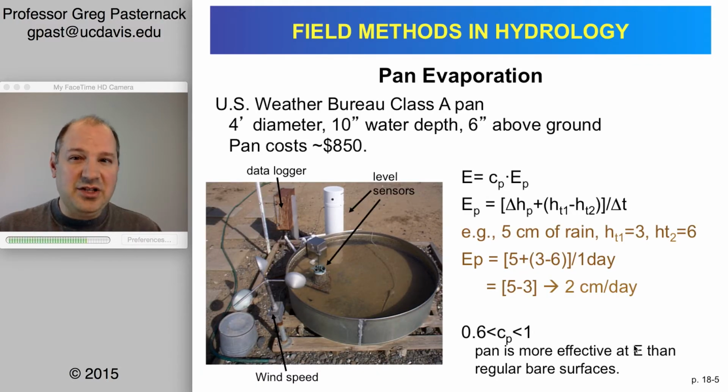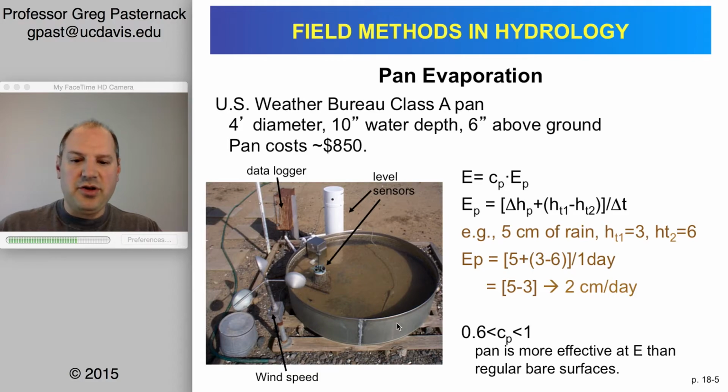Well, the first technology for measuring evaporation is called an evaporation pan, which gives us pan evaporation. Here in the United States, we have the U.S. Weather Bureau Class A pan. It's 4 feet in diameter, has 10 inches of water depth, and you put it 6 inches above the ground. You can see in this photo there's a wooden pallet that is what keeps the pan off the ground, and this is 4 feet across, so you can get that for scale.